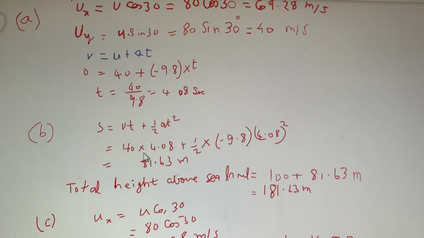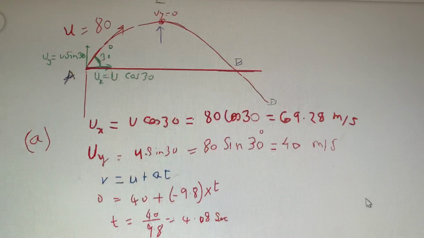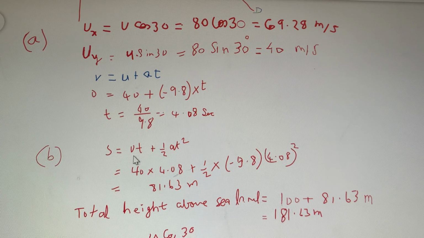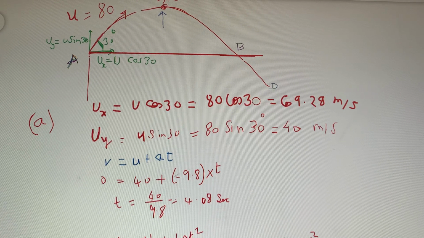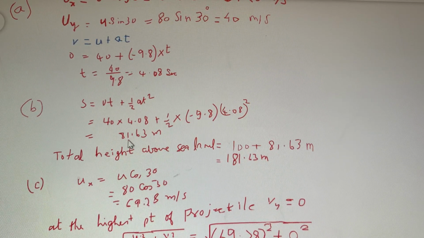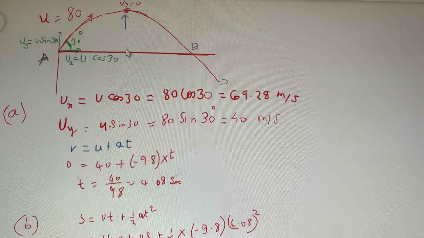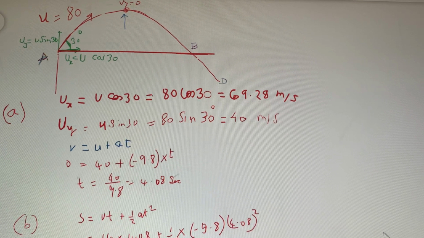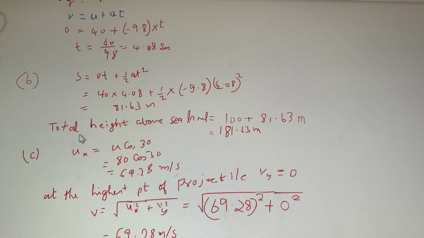Alright, now in part B, we need to figure out how much is the height that the projectile has achieved above the sea level. So we will first figure out this height from point A to point C. To figure that out, we'll use the second equation of motion, which is s equals ut plus half at squared. Again, we are using the y direction, so we'll use uy, which is 40, times t, which we have already figured out as 4.08, plus half, and again gravity is negative because we are moving upward against gravity, times t squared. So with t as 4.08 squared, if we simplify, we get the height 81.63. So this height is 81.63 and we have to add this 100, which is given in the question. So total height will become 181.63. That is the total height above the sea level.